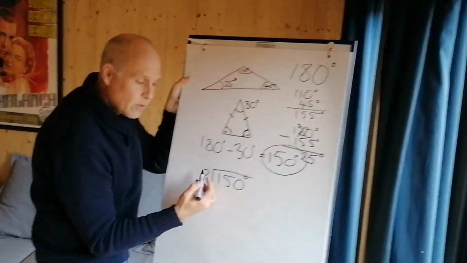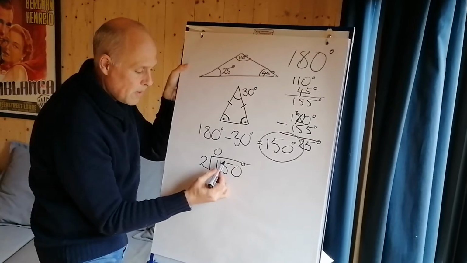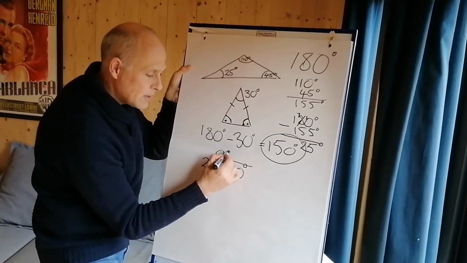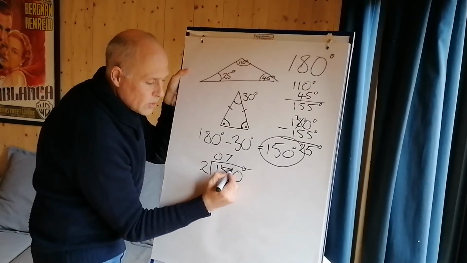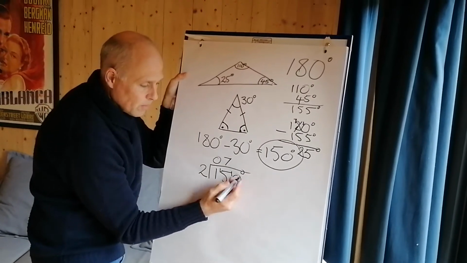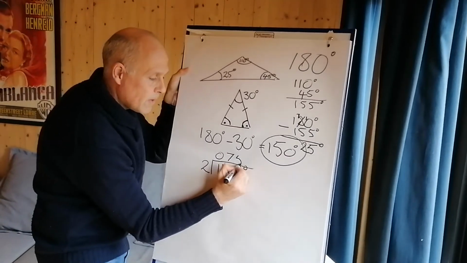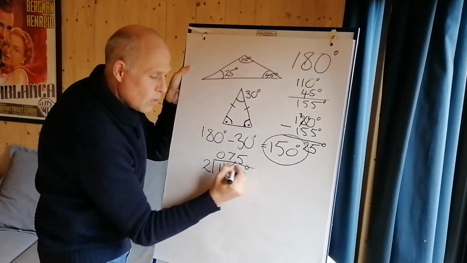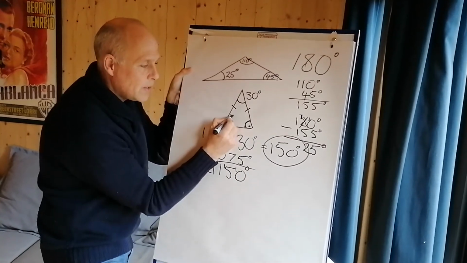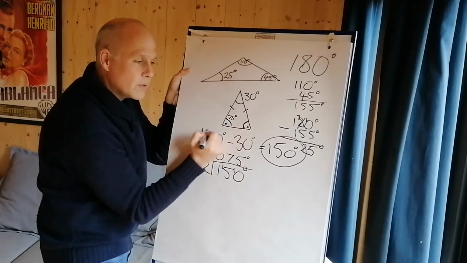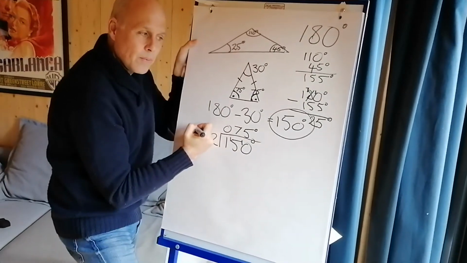1 share between 2, we can't do. 0. Exchange for 10 in the next column. 15 divided by 2, 7. 7 times 2 is 14, therefore I have 1 left, which I'll exchange for 10 in the next column. 10 divided by 2, 10 shared between 2, 5. Therefore, we are left with 75 degrees. Each one of these angles is a 75 degree angle.